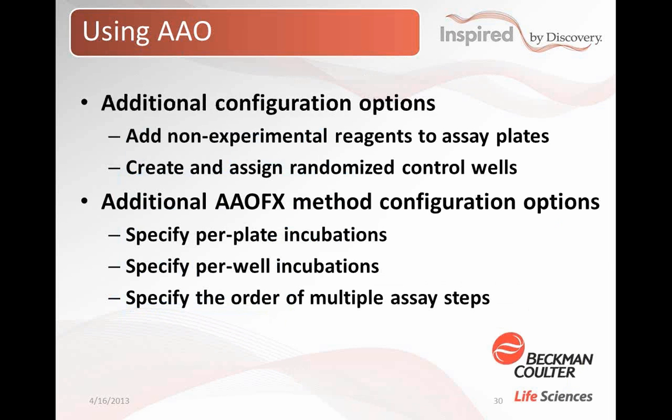There are a few additional configuration options. I mentioned that you may have non-experimental reagents. So if your assay always needs a buffer or a diluent or something like that, you're not studying that thing, but it has to be there, you can add it. You can also create and assign randomized control wells, and we can let those be either a total well that's doing essentially a full quality control, or you can do positive or negative controls depending on what it is you're doing. Or you can actually mix all three of them together, and those will be randomized across the plate just like a regular experiment would be. So that's kind of nice for making sure that your assay is working properly.